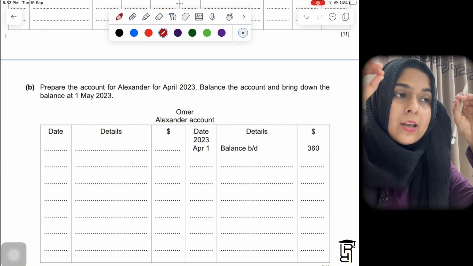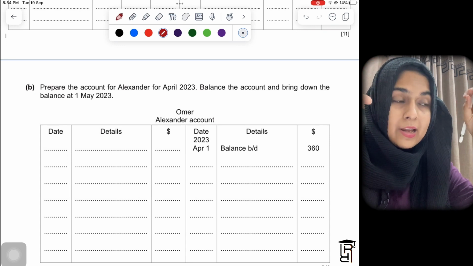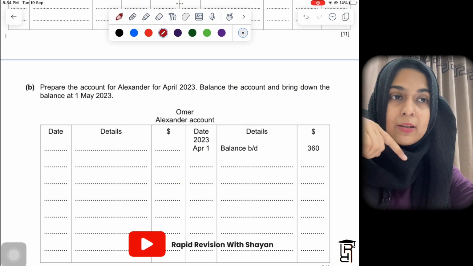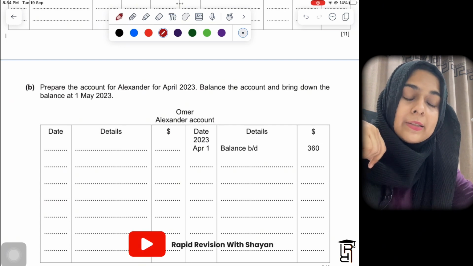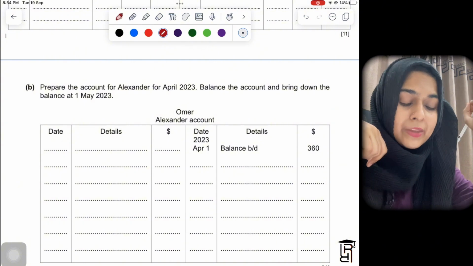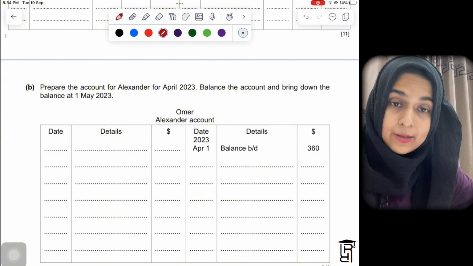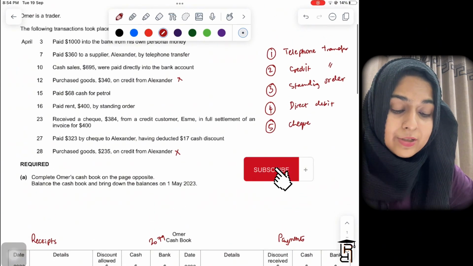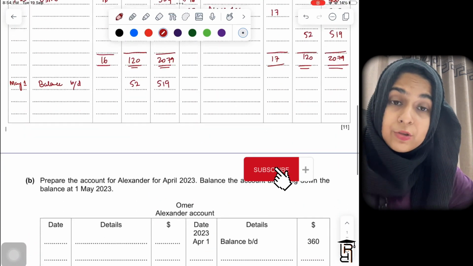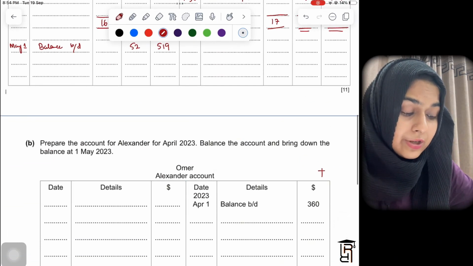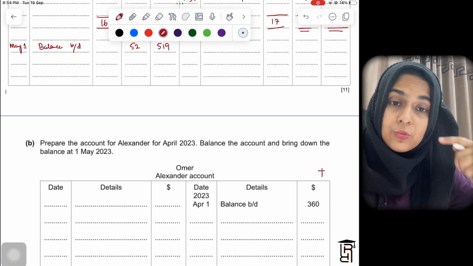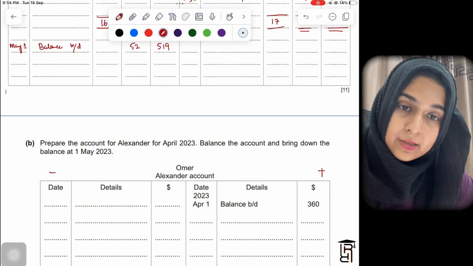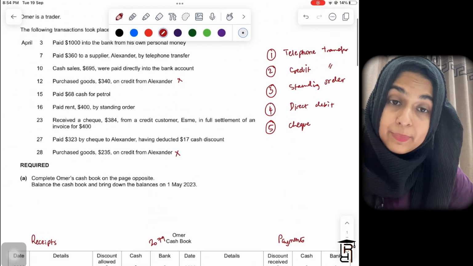So let's say it's Umar's business here and you need to think as Umar. Umar is purchasing goods from Alexander. So Alexander in this case is a credit supplier for Umar, and a credit supplier is a liability. Liabilities have a balance brought down on the credit side, and whenever you are purchasing goods, you record that on the credit side, your liability towards the supplier increases, and whenever you are paying them or returning them goods, your liability towards your supplier decreases.